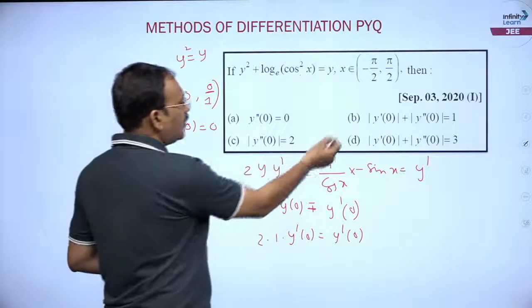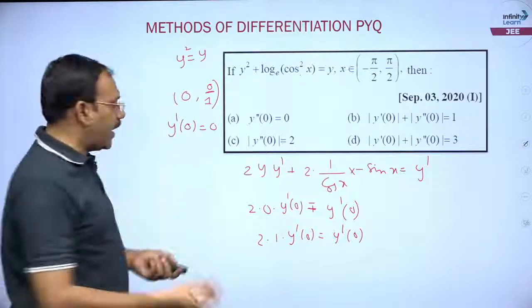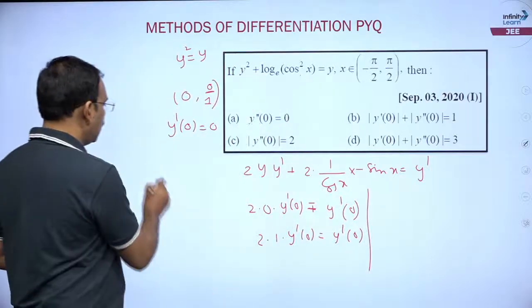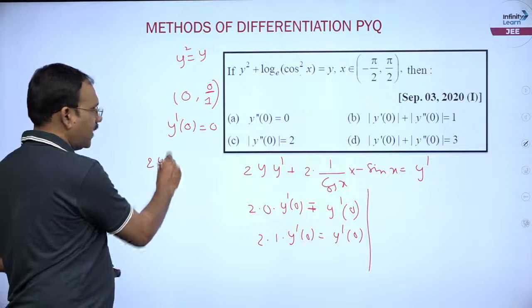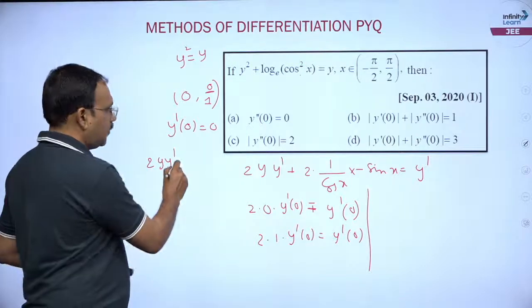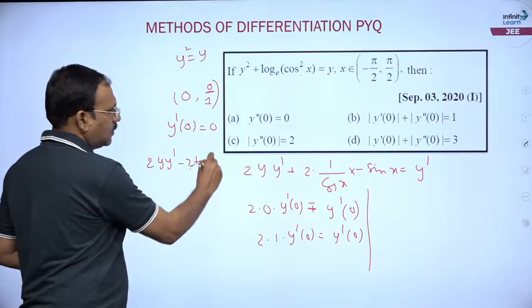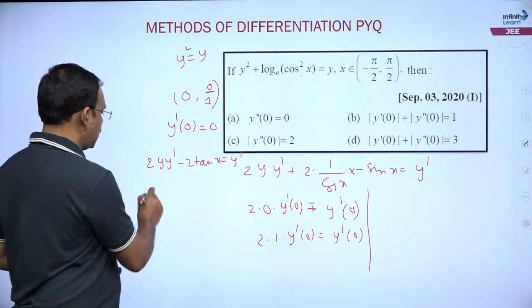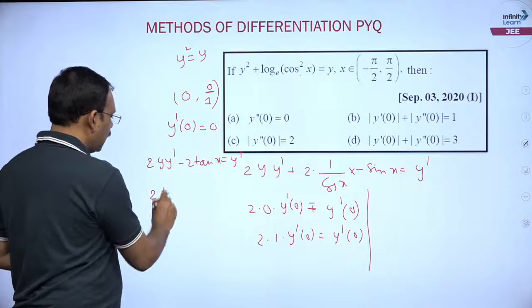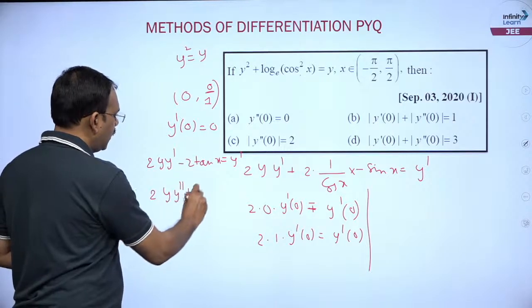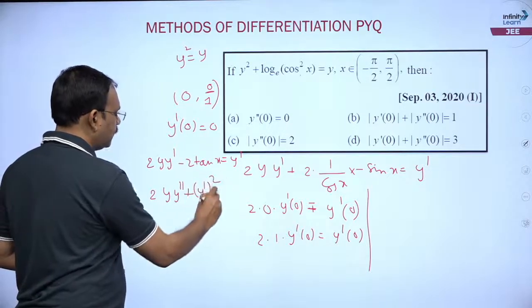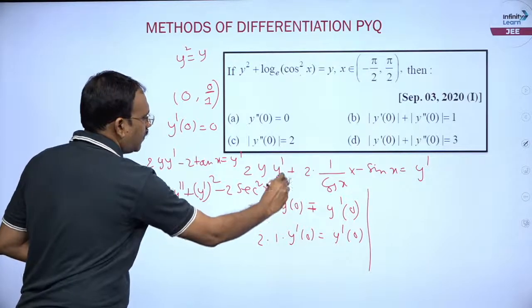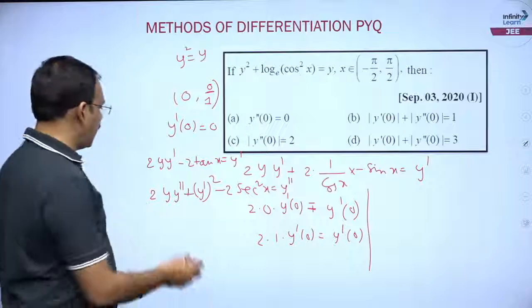In the same way, if you want y dash of 0 is 0, that option is not there. So we need y double dash of 0, again find second derivative here. This is going to be 2y y dash minus 2 tan x is equal to y dash. Just apply derivative, friends. This is again like u into derivative of v plus v into derivative of u, minus 2 secant square x is equal to y double dash. Put x is equal to 0, my dear friends.